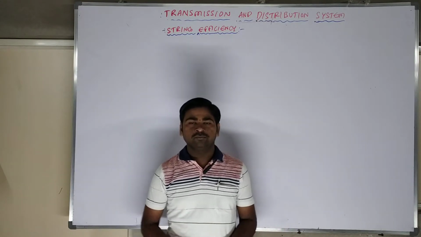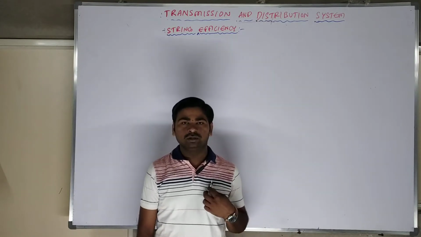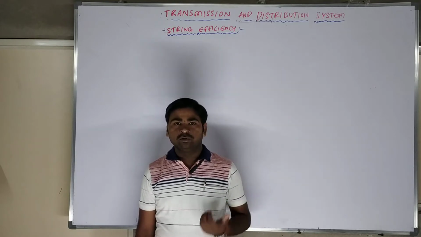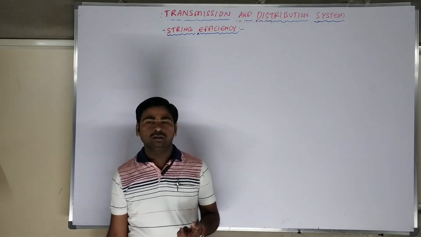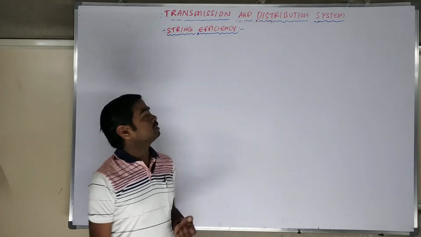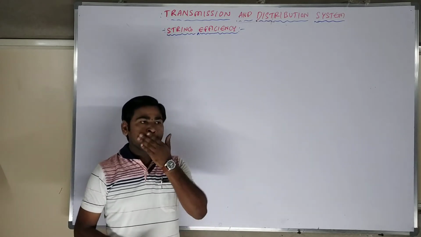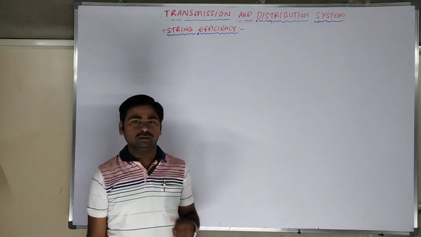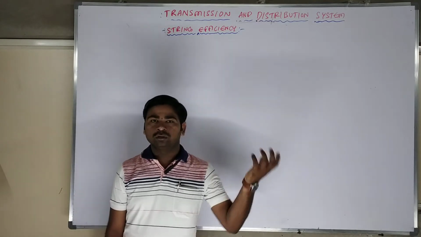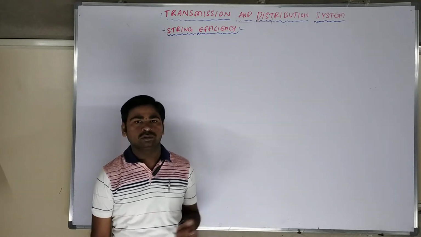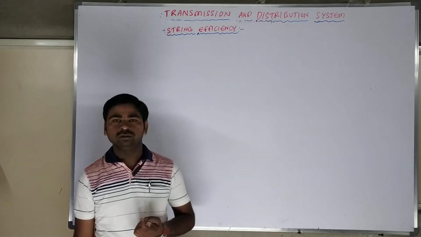In the last class, we already discussed the types of insulators. Now, followed by that, the next interesting topic in competitive examinations is string efficiency. This string efficiency explains the non-uniform voltage distribution across the strings of insulators.